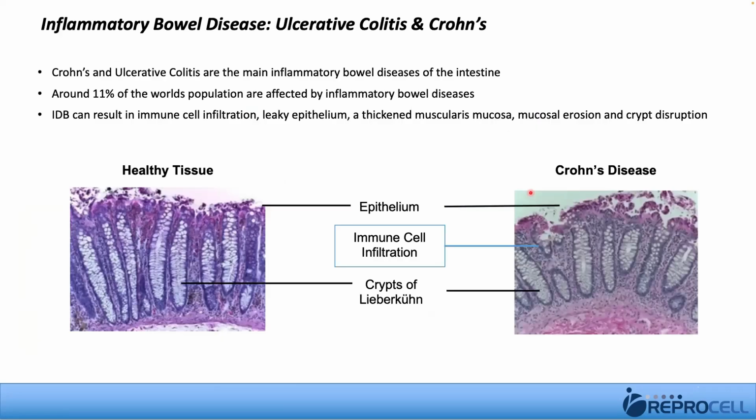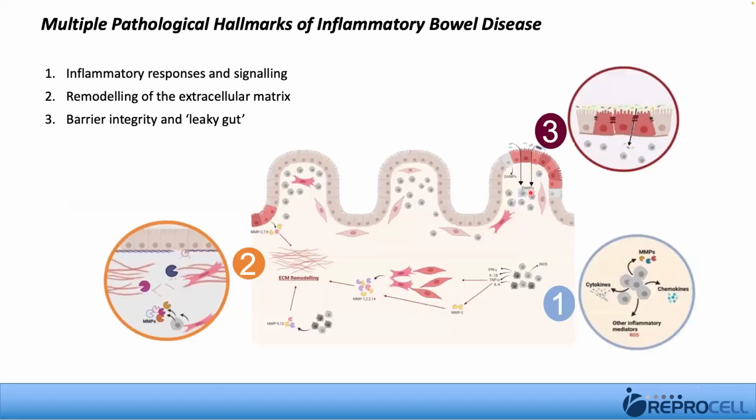What we've done with this model in particular is used it as the basis of a disease model of IBD, inflammatory bowel disease. That's ulcerative colitis and Crohn's. This is an inflammatory disorder affecting a significant proportion of our population. It's characterized by immune cell infiltration, leaky gut, and changes to the extracellular matrix. So these 3 hallmarks, the inflammatory response, the remodeling of ECM, and the leaky gut, are 3 hallmarks that we can simultaneously observe in our model. And I will share that with you now.